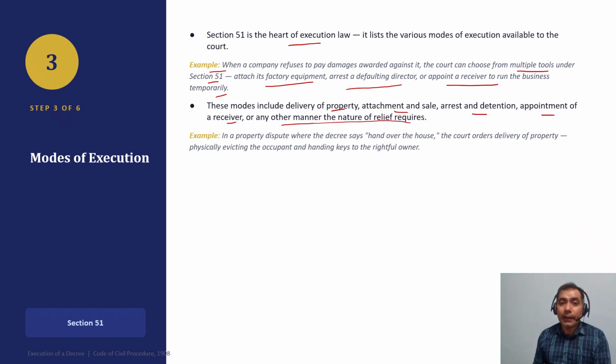Example, in a property dispute where the decree says hand over the house, the court orders delivery of property, physically evicting the occupant and handing keys to the rightful owner.